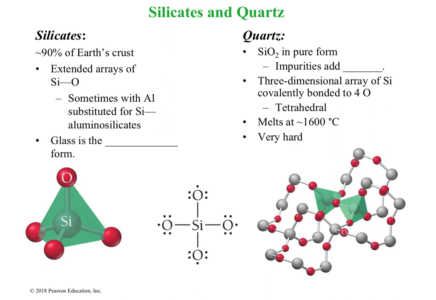Moving on to another type of material, silica and quartz. So these are types of molecules that are covalent network solids. So silicates are made up of silicon and oxygen, and sometimes you'll have aluminum in there as well. Glass is an amorphous form, so it doesn't have an ordered structure.